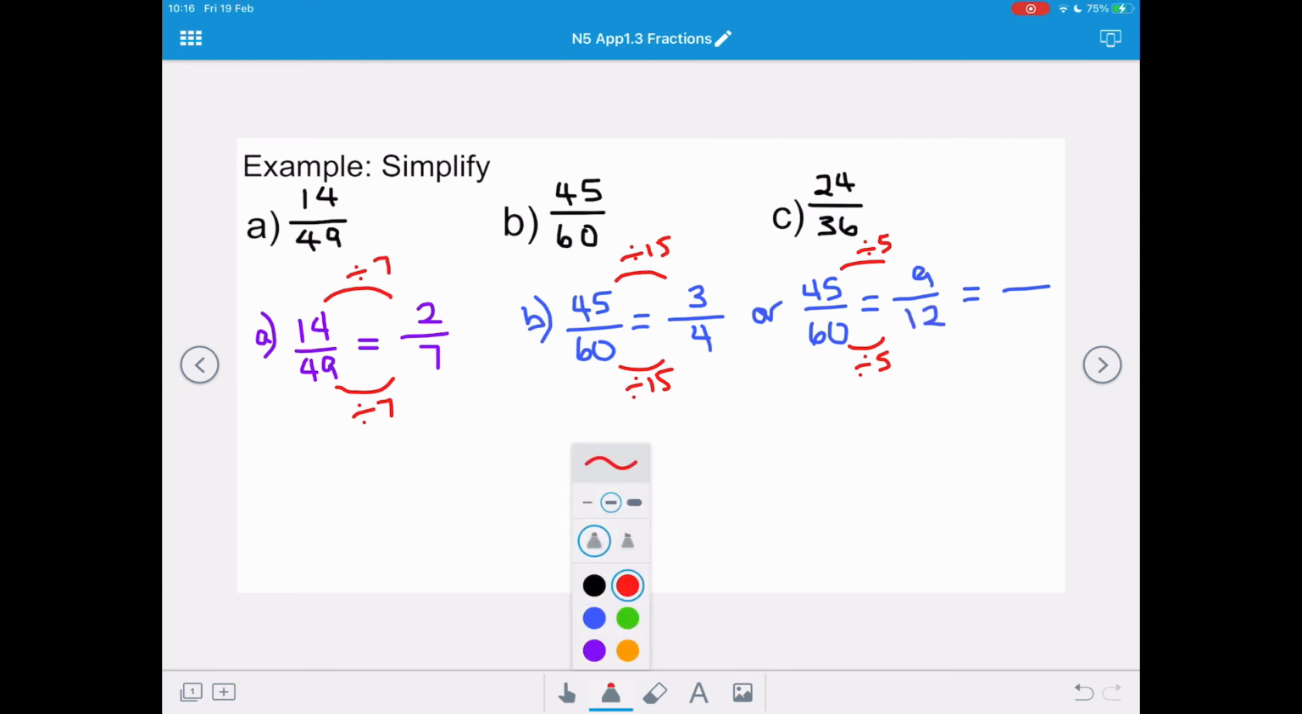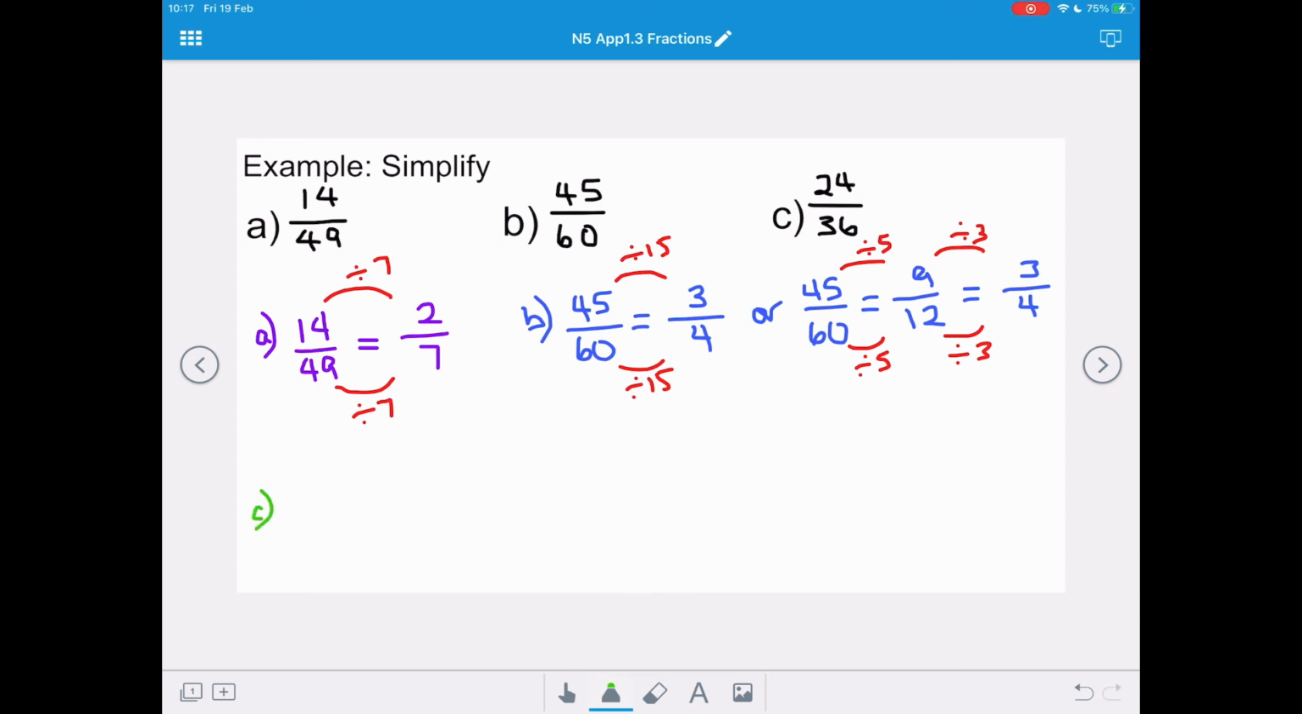Now we need to check to see if this is fully simplified, and it's not. We can still divide by 3 because both 9 and 12 are on our 3 times table. So 9 divided by 3 gives us 3, and 12 divided by 3 gives us 4. So our simplified fraction for 45 over 60 is 3/4.